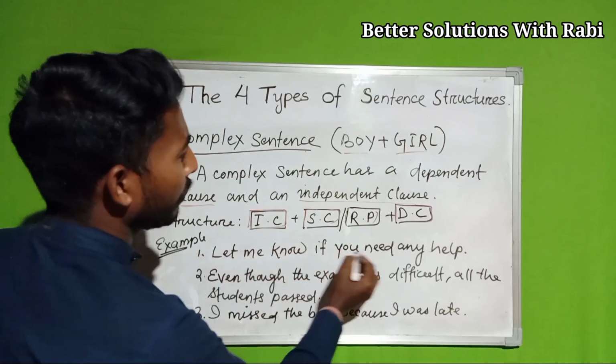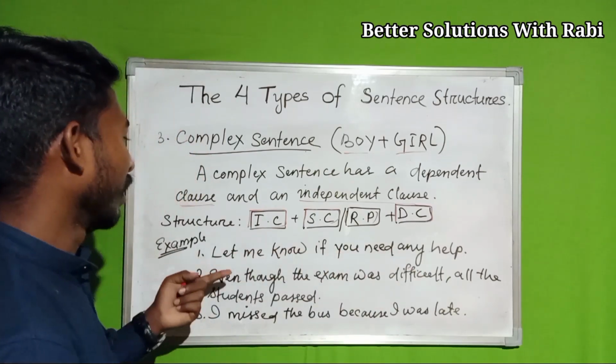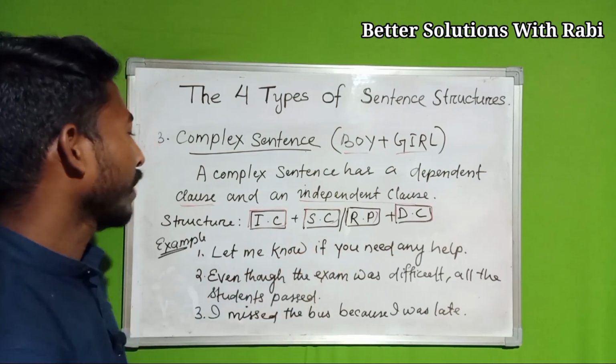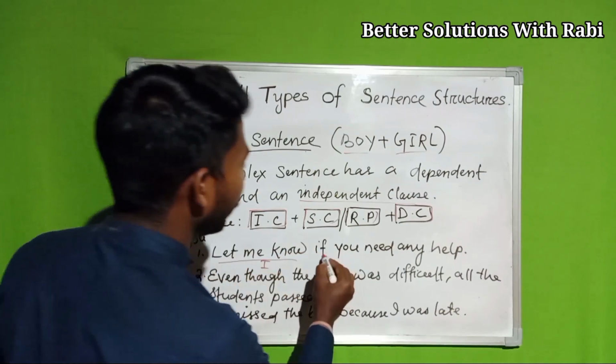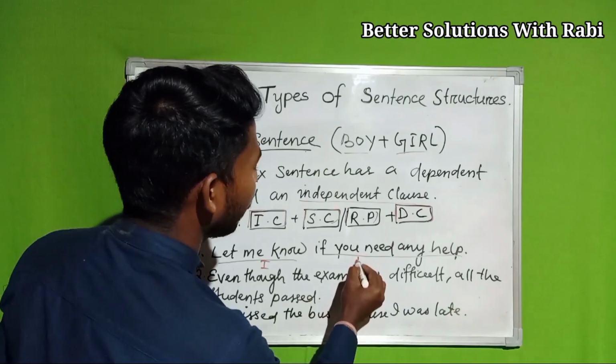Let me know if you need any help. Okay, this is the example. Let me know if you need any help. "Let me know" is an independent sentence, and "if you need help" is a dependent sentence.